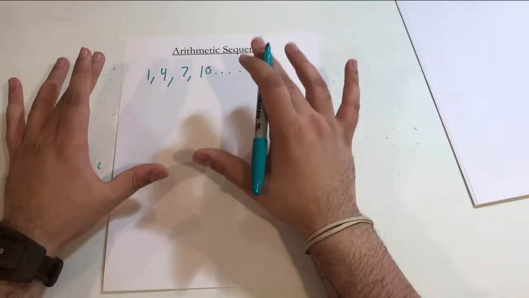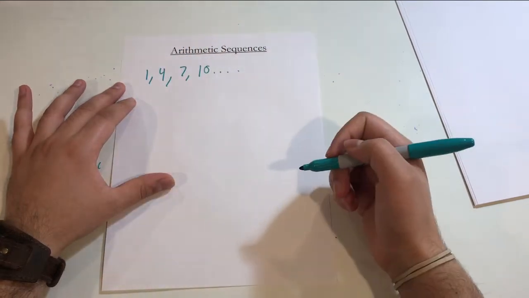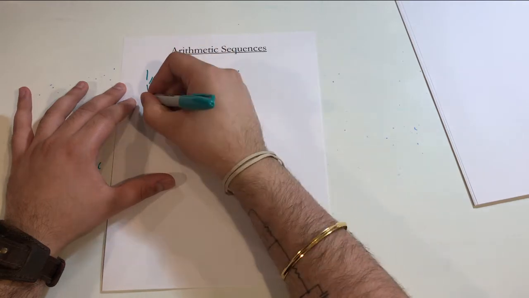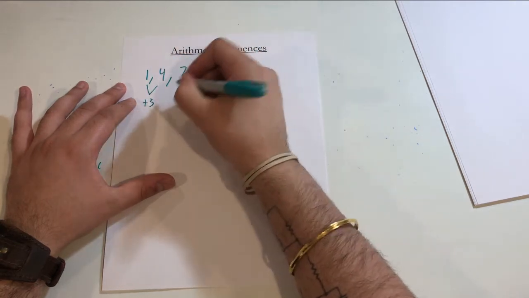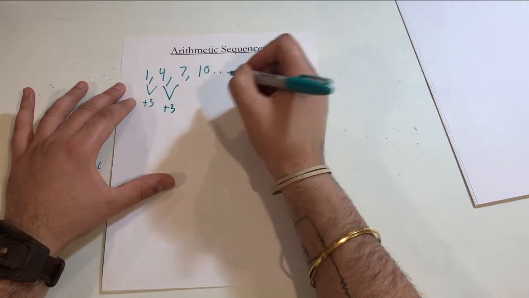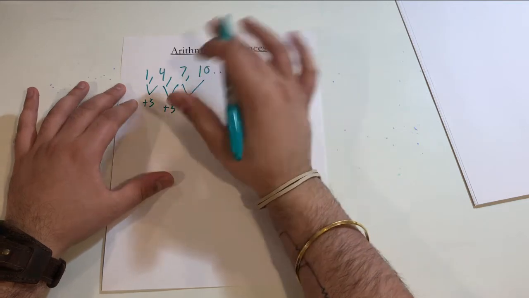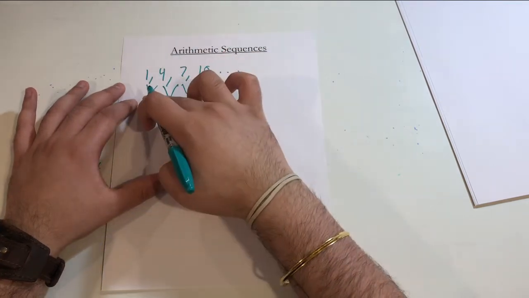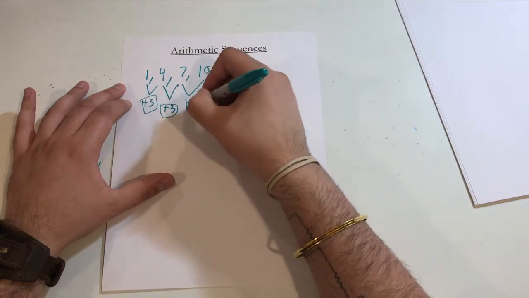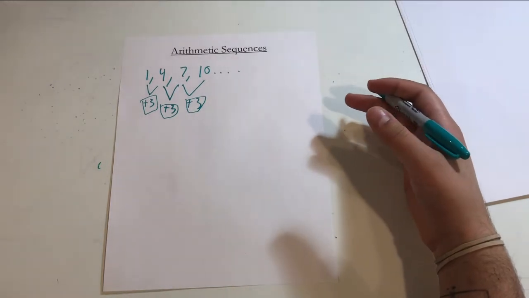So what makes this an arithmetic sequence? Well, let's look at how these numbers are changing. What is the difference between this 1 and 4? It looks like I had to add 3 to get to it. What about this 4 and 7? I had to add 3 to get to it. 7, 10, I had to add 3 to get to it. So when you have an arithmetic sequence, you're taking this common difference. This is what the common difference would actually be, and you're continuously adding it on.